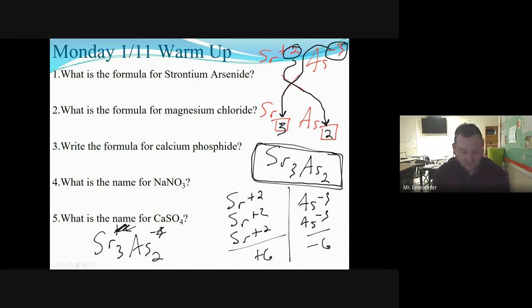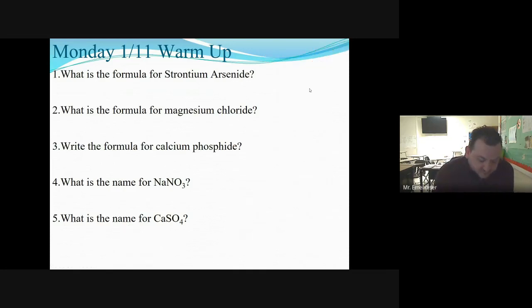All right, so that's number 1. The answer is Sr with a little 3, and then an As with a little 2. So that's what you want to pick. And when you write the formula on some of our virtual stuff, you may not get to do the subscripts, but that's fine. I mean, if you write Sr3As2, I'll know what you mean. All right, let's do number 2.